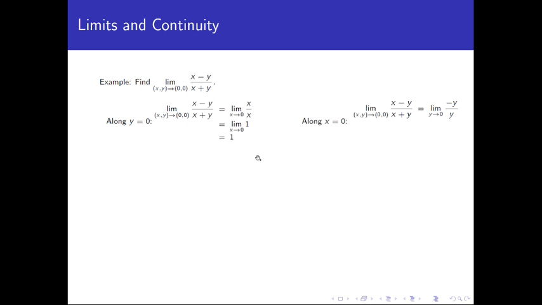Let's go along the y-axis this time. x would be 0, so those go away. We get negative y over y. In this case, it's just y that's going to 0. And if we calculate that limit, we get negative 1.